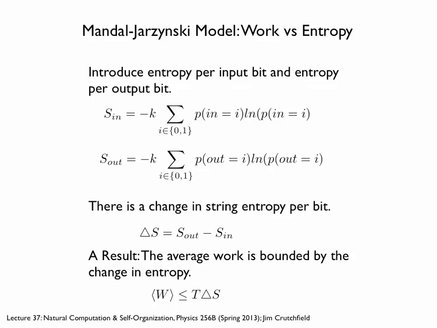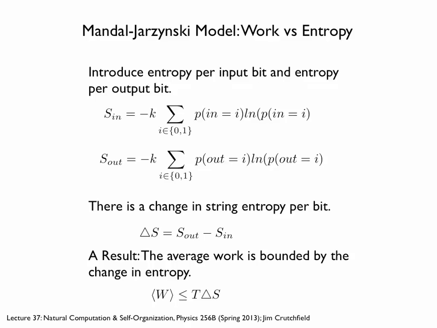Yes, so now what has been done is comparing work versus a certain type of entropy. So we introduce an entropy per input bit and an entropy per output bit. The entropy per input bit is just the standard entropy evaluation, the probability of the input bit times log p of the input bit. And there's a change in single symbol entropy given by S out minus S in.